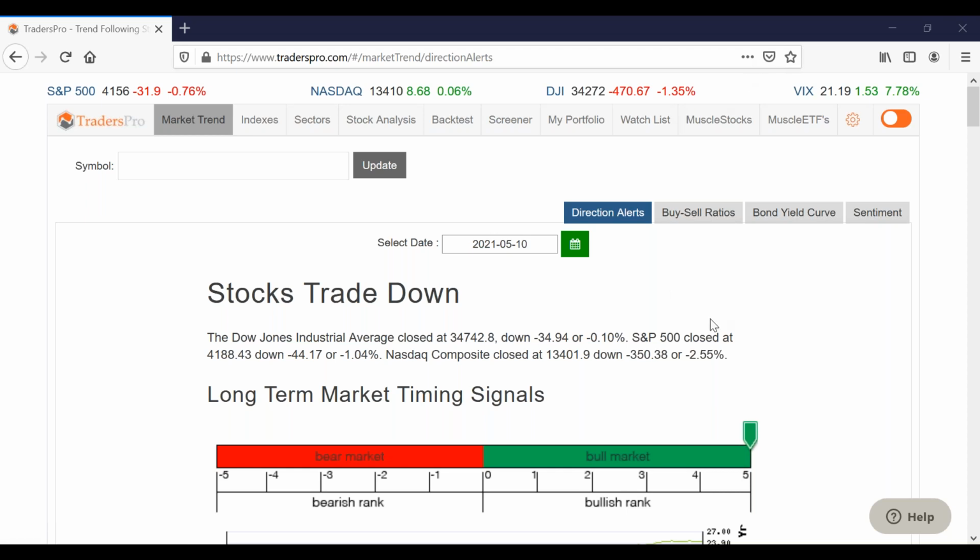Now, if you look at just the numbers based on yesterday's close, it looks like the market's having a terrible day. For the Dow, it's a pretty decent down day, but in context, it's really not too bad. When we look at the chart, you'll see what I'm talking about.